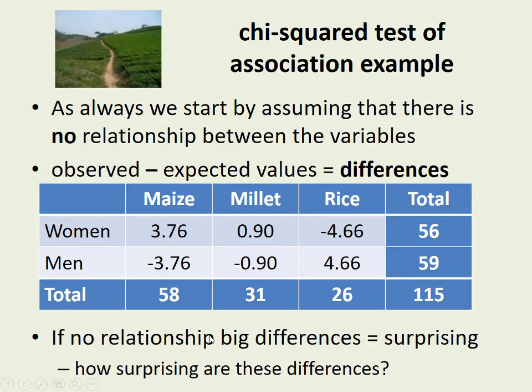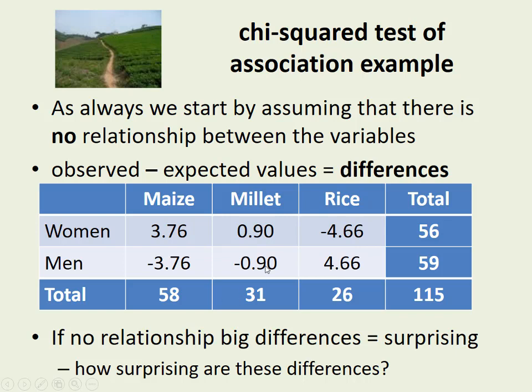32 minus 28.424 is this. So there are the differences. So the question is, how big are those differences? How surprising? So it looks like we got slightly more women than we'd expect growing maize, and slightly fewer men. Millet, pretty much bang on what you expect. Rice, fewer women growing rice, more men growing rice than you expect.